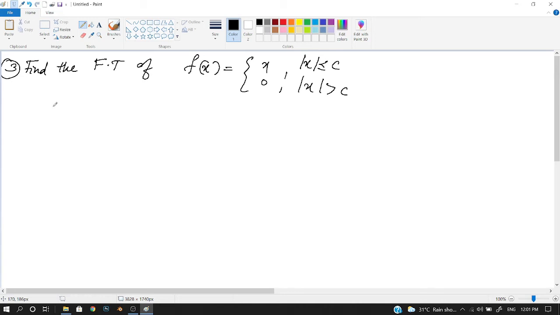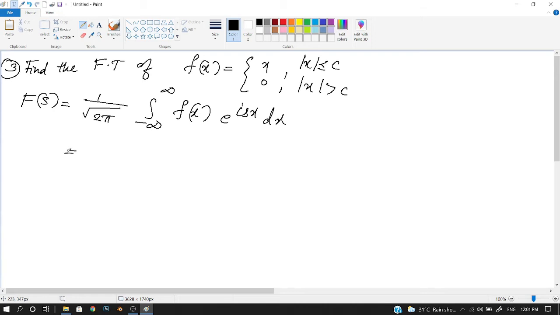So by the definition of the Fourier transform, f of s is equal to 1 by root 2 pi times the integral from minus infinity to infinity of f of x into e raised to I s x dx. Then here you can split this integral. From minus c to c we have a non-zero value, so from minus c to c of x into e raised to I s x dx. Other parts we are omitting, since the function value is 0.